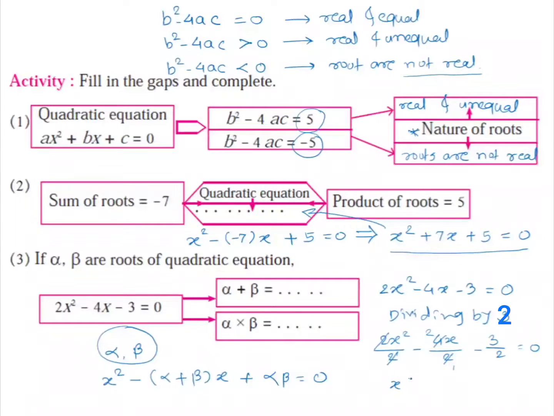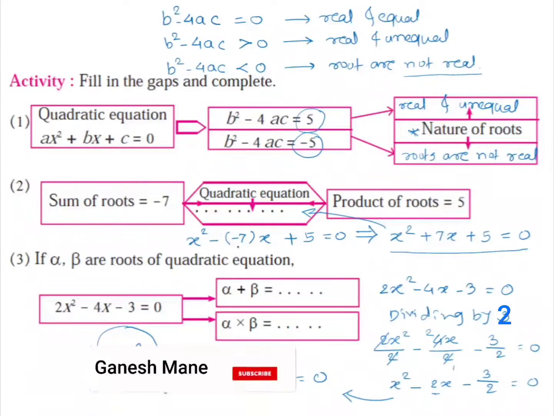So the equation will be x square minus 2x minus 3 divided by 2 is equal to 0. Now this is in the general form, that is x square minus (alpha plus beta) into x plus alpha beta. So if we compare these two equations, instead of alpha plus beta, we have 2 here, that is the sum of the roots is 2. So here alpha plus beta is equal to 2, and for alpha into beta, instead of that we have 3 by 2, but the signs are different. So the product of these two roots is minus 3 by 2.